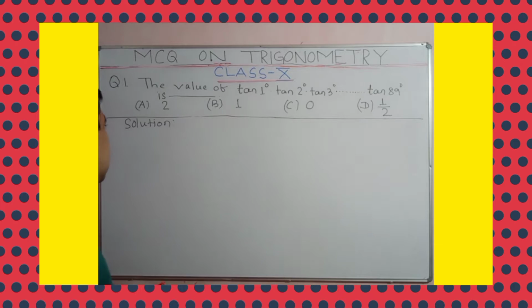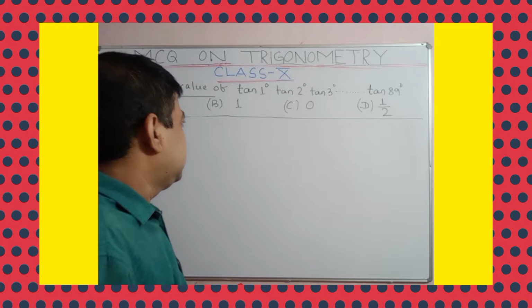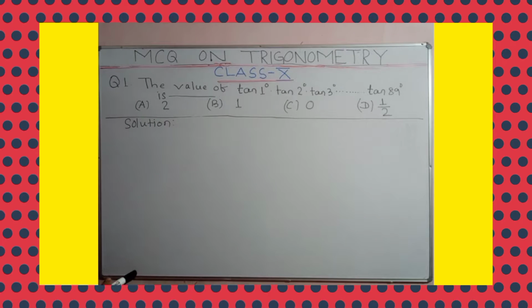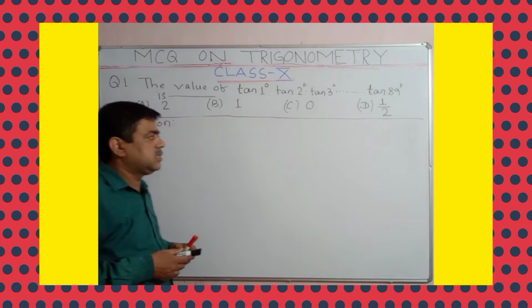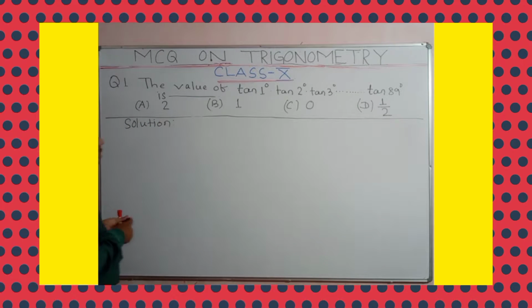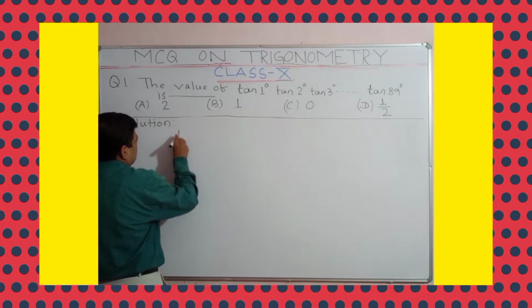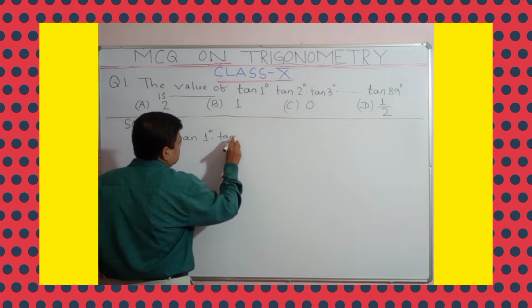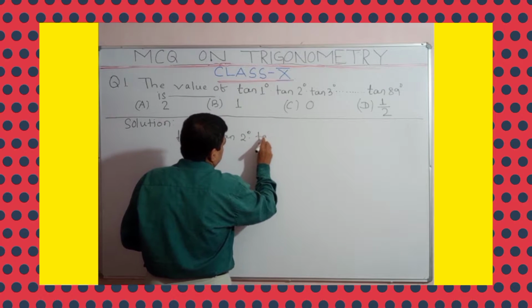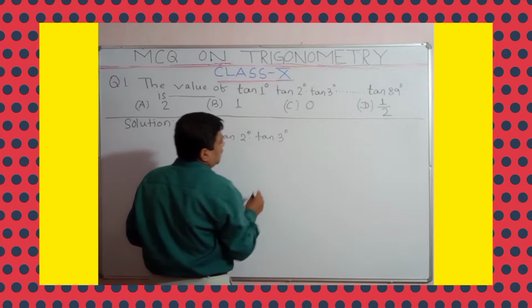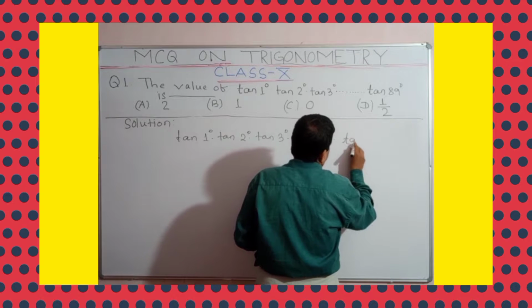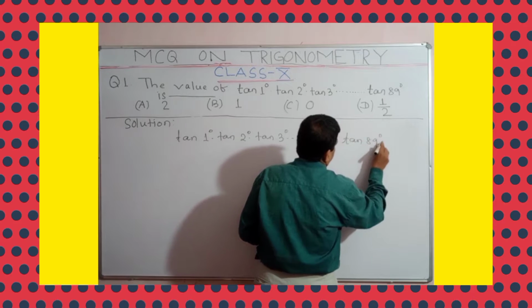Here the question is: the value of tan 1 degree into tan 2 degree into tan 3 degree up to tan 89 degrees. Option A is 2, option B is 1, option C is 0 and option D is 1 by 2. Understand here? You see, it is given tan 1 degree into tan 2 degree into tan 3 degree up to tan 89 degree. Understand or not?